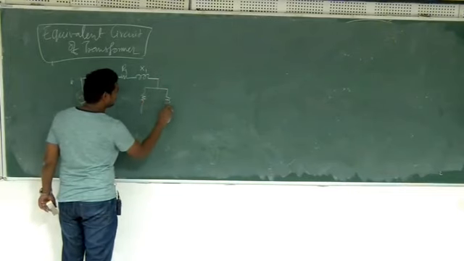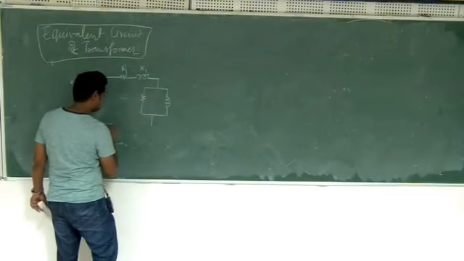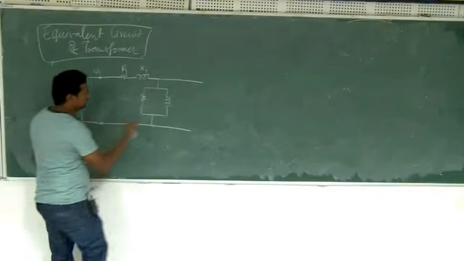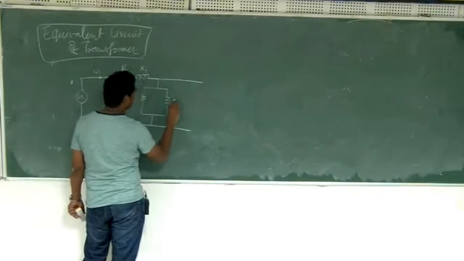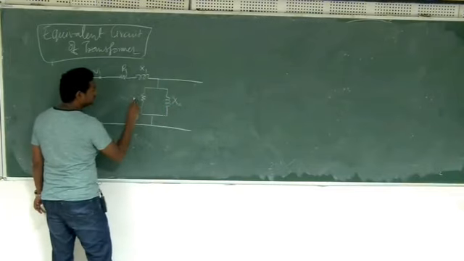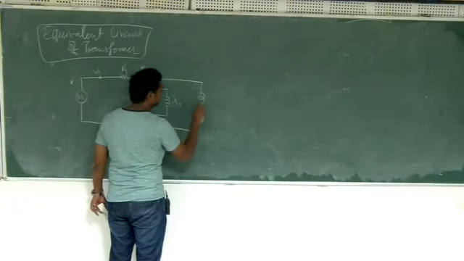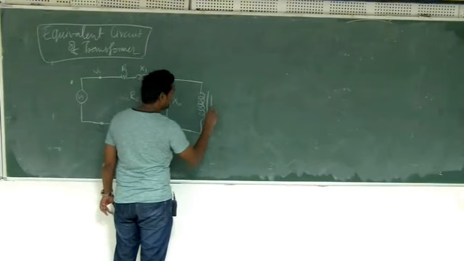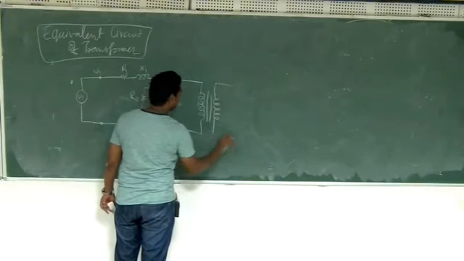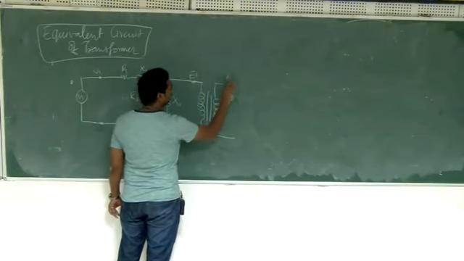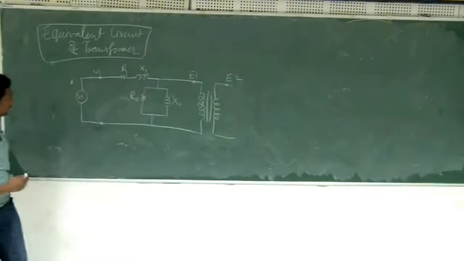Now this one I'll call X0 and this one R0. Okay, that means no load reactance. Okay, so then I have the ideal transformer. So this one is E1. Here I'll get E1, E2. Okay. So what are the currents?